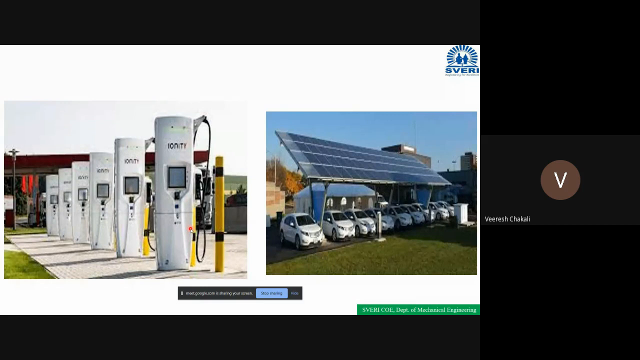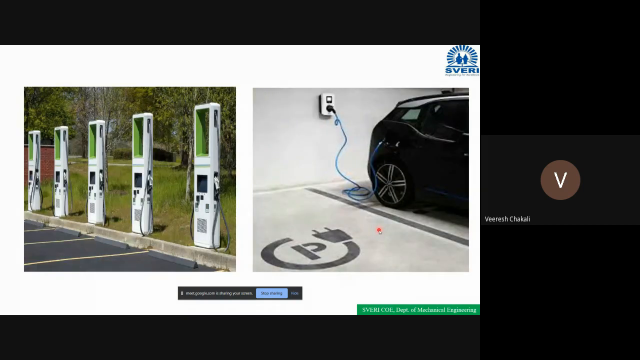Next, these are the future upcoming charging infrastructure in our India. Like petrol pumps, we can design charging stations also. Like a petrol pump, we can develop charging infrastructure like this. Clear? And also we can use solar panels. By using solar panels, we can design the charging station also. It is clear. Next, at highways also we can design the charging infrastructure like this.